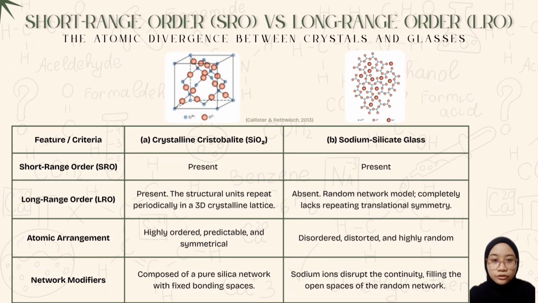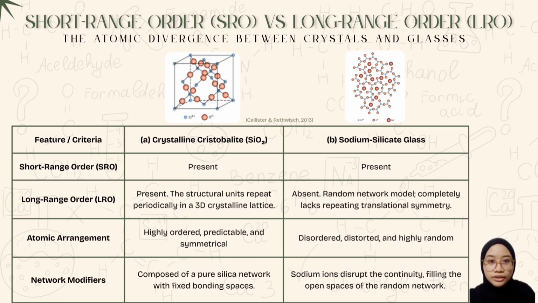Next, we analyze the atomic divergence through short-range order and long-range order. Short-range order refers to the local atomic coordination, and interestingly, it is present in both materials. Whether you look at a crystalline cristobalite in figure A or the sodium silicate glass in figure B, both are built from the same localized silicon-oxygen tetrahedral units. The major difference is long-range order.